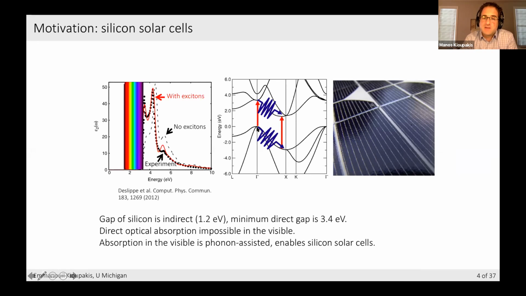In order to have visible absorption in the spectral region between the indirect gap at 1.2 eV and the direct gap at 3.4, you need phonons. You need both the energy from the photon and the momentum from a phonon to enable this indirect transition across the indirect gap. And that's what I'd like to talk to you about today.